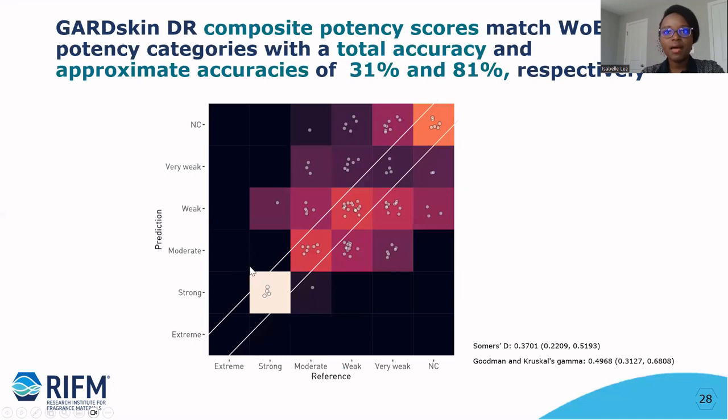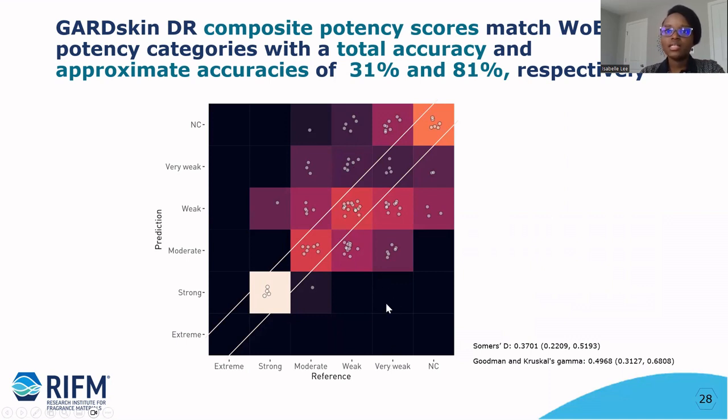So here is a heat map showing the data and how it came out, specifically looking at the prediction of the potency values. On the y-axis, you see the predictions, and on the x-axis, you see the reference values. And in the middle is where the two actually had a concordance or matching. So there was a total accuracy of 31%, so all of the materials matching, and an approximate accuracy of 81%, if you take into account those that were in the middle and those that were off by just one category. So it was a decent prediction as well.